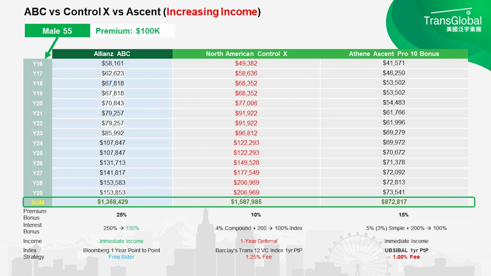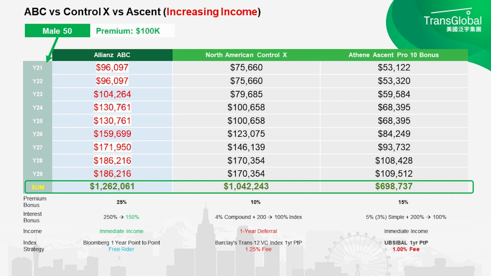When it is the other situation, you take income, you wait for 16 years. Also, the Control X will be the winner. But if you wait long enough, then the Allianz ABC will still be the winner. But again, Allianz ABC is free, because the other two are not free.